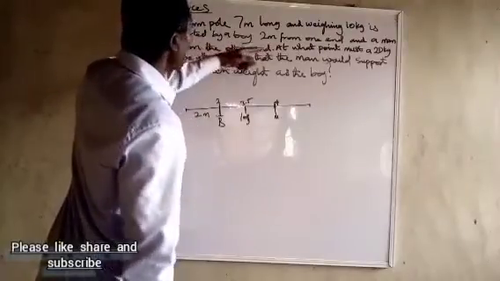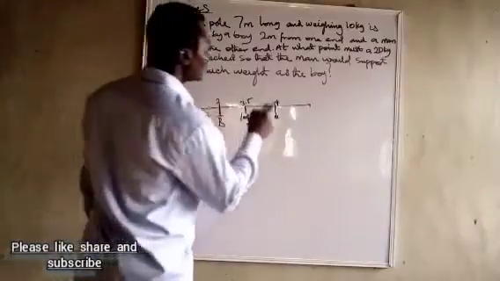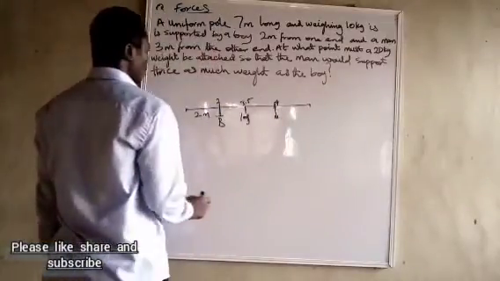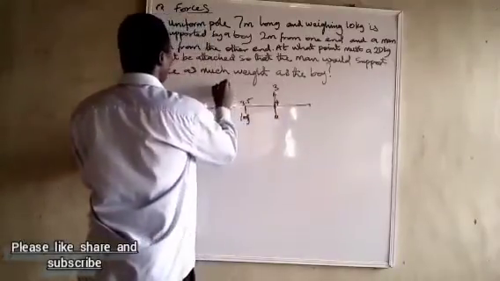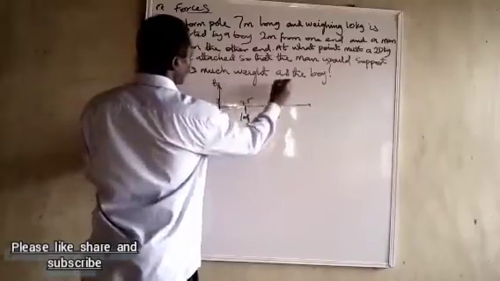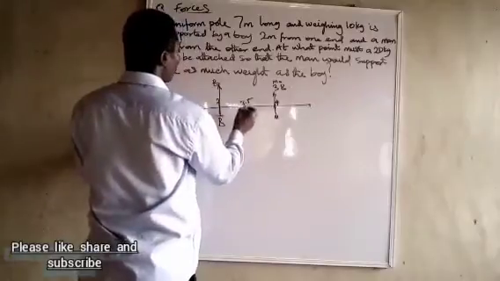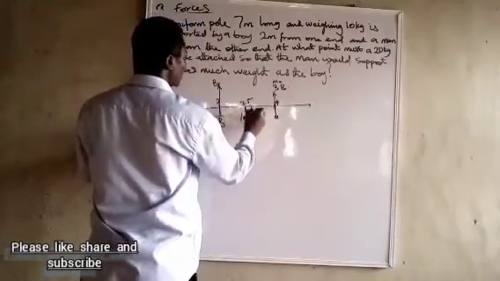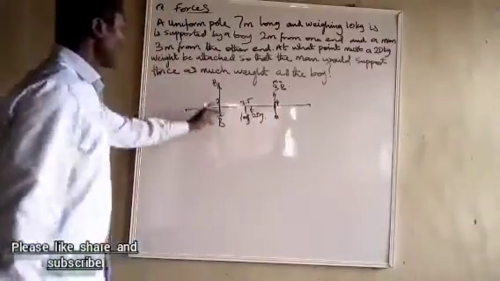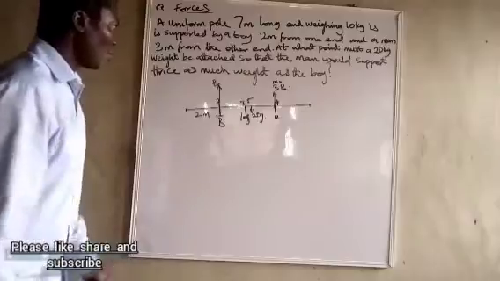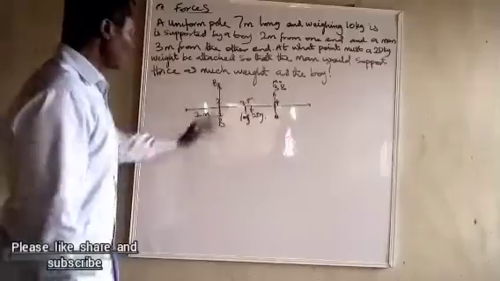And at what point must a 20 kilogram weight be attached so that the man will support 3 times? So what they are telling us is that the force here should be 3 times the force here. Let's call this B. M equals 3B. So we are looking for where the 20 kilogram weight will be, so that this one will be 3 times this.